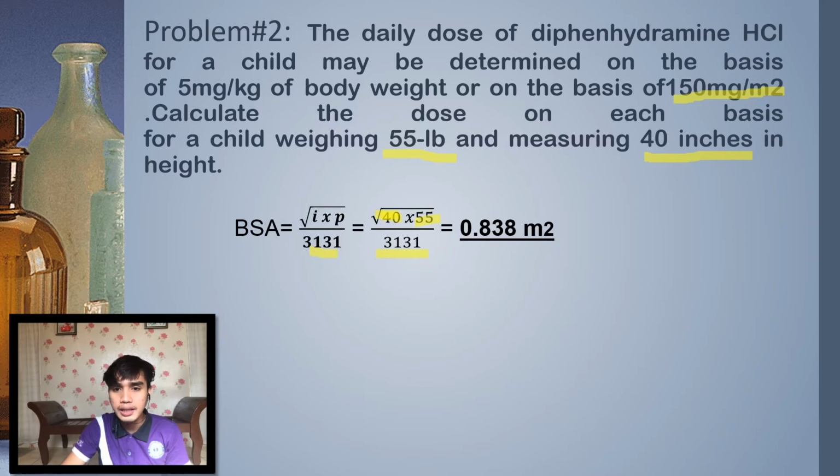calculated again by finding its square root. So the square root here, the answer here is 0.838 m squared. So this is the body surface area of the child. So what's next?